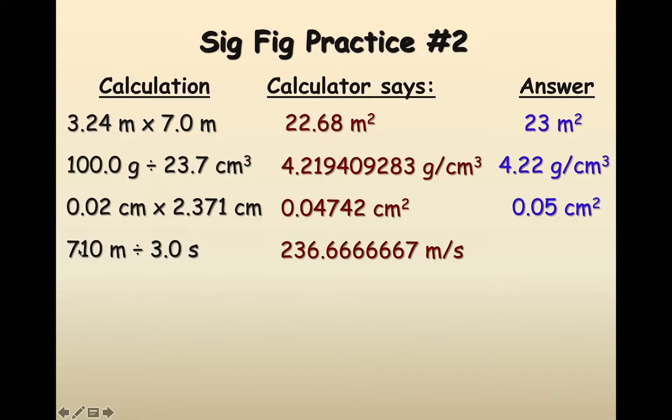We have 2 sig figs here and 2 sig figs here. So how do we round our answer to 2 sig figs? We keep the 2, we keep the 3, and then we look next to the 3 and there's a 6. So we're going to have to round this up. So rounding this 3 up becomes 240, okay?